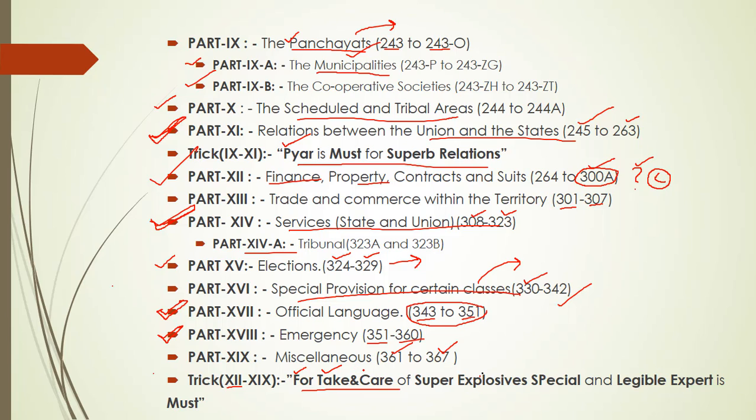Take care is the trade and commerce. Super S means services. Explosive means elections. Special means special provisions that are for certain classes. And legible expert, L for language, E for emergency, and must for M for miscellaneous part. So I hope this trick also works for all the parts in here.